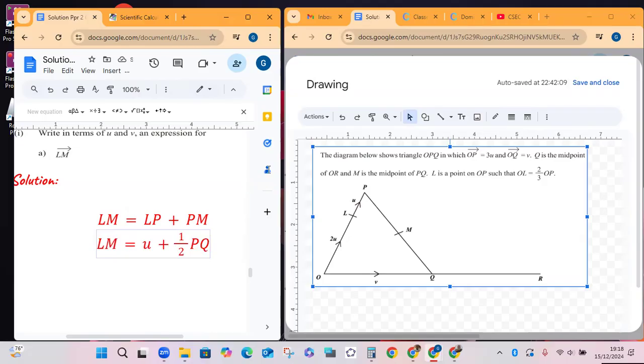Now, where will that bring us? We can get PQ in terms of u and v. To go from P to Q, not directly, but we can do this route of PO plus OQ. And there are u's and v's there. Okay. So we can replace PQ. First, we replace PM with half of PQ. And we are going to replace PQ now. So we've got to use brackets with PO plus OQ.